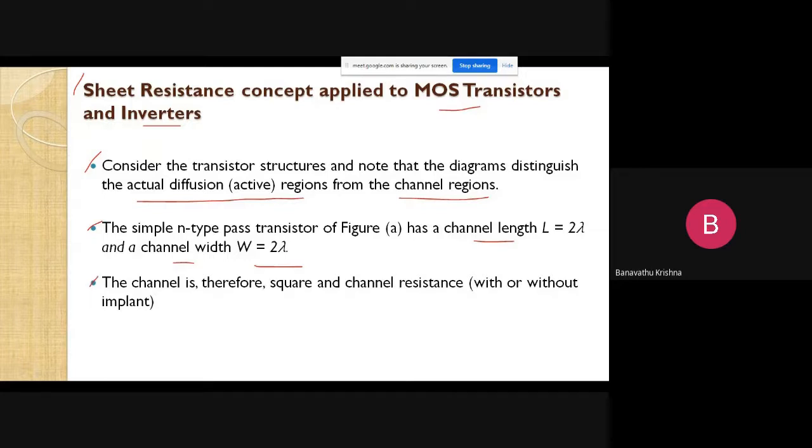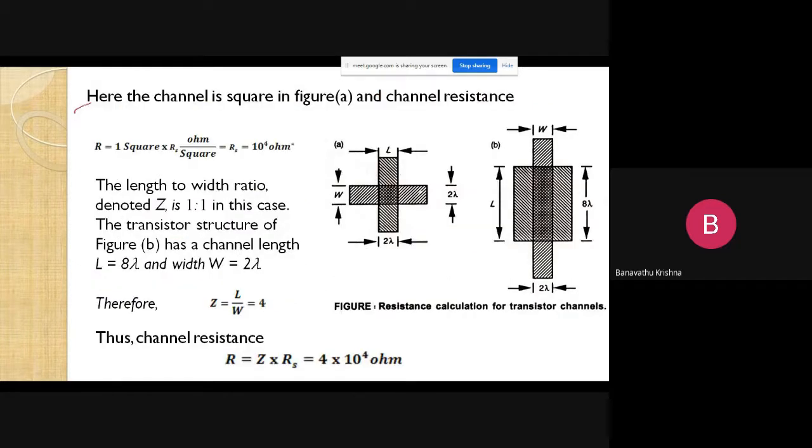The next point is that the channel is therefore square. Here the length is 2 lambda and the width is 2 lambda, so L equals W, and the area is a square. The channel resistance is with or without implant. Suppose there is an implant or no implant, I want to calculate the resistance of the particular material. The channel is square in figure A. As I told you in the previous slide, if L equals W, then the area is in the form of a square.